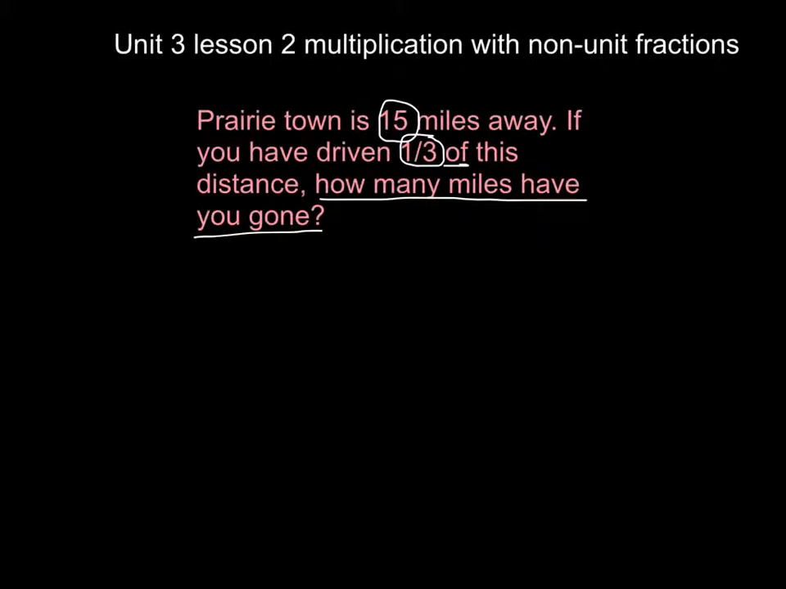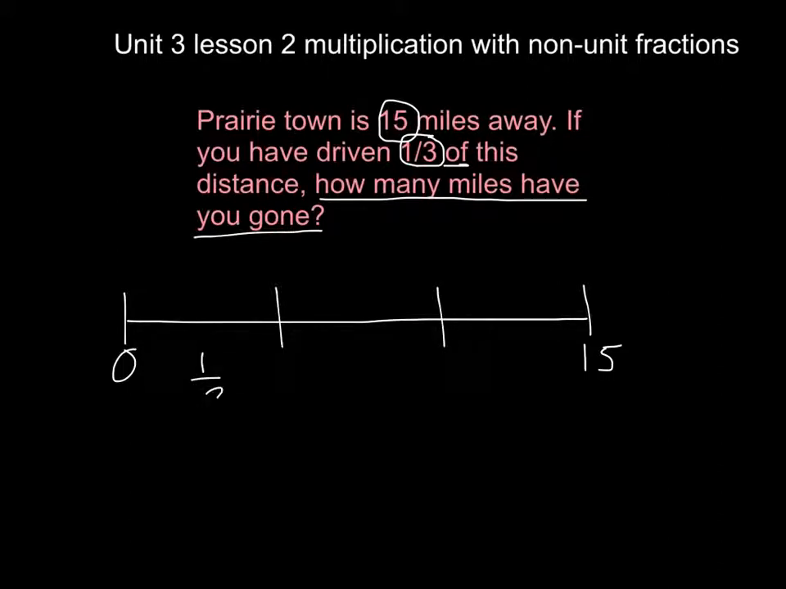Now let's get back to our problem. So Prairie Town is 15 miles away, but I am only driving 1/3 of the distance. I'm not driving the entire distance. I have to break that distance up into 3 equal parts because I only drove 1/3 of it. You can look at that as a number line going from 0 to 15. If you were to break that into 3 equal pieces, this would be a third, this would be a third, and this would be a third. Altogether, that would be 3/3, or the entire distance of 15.